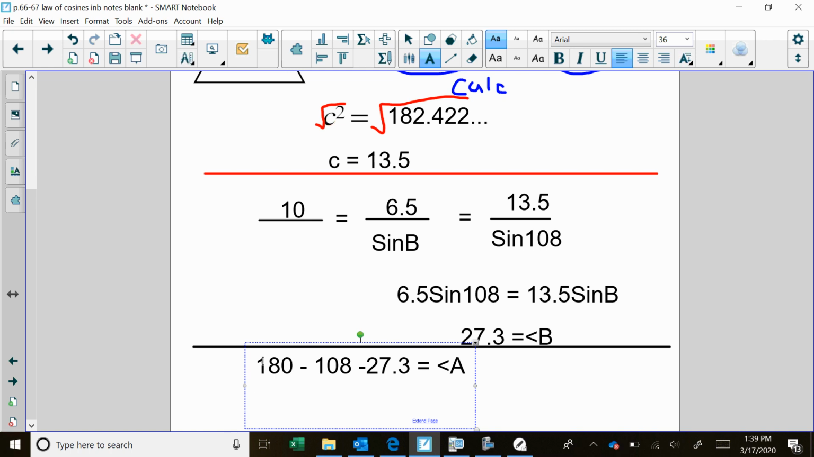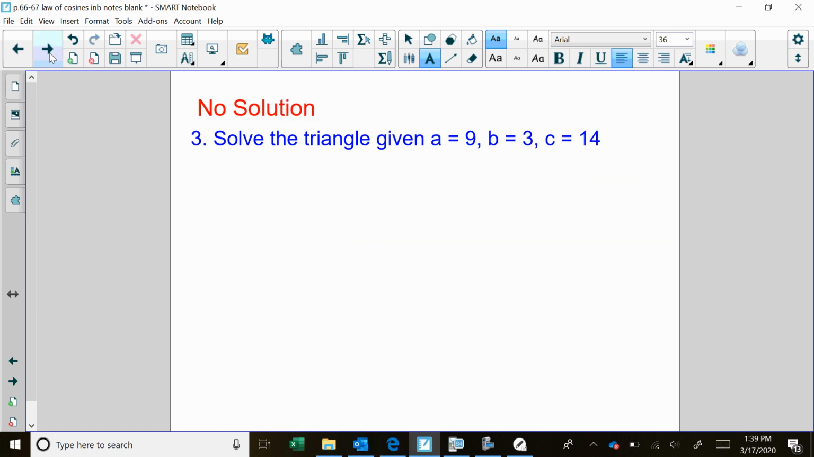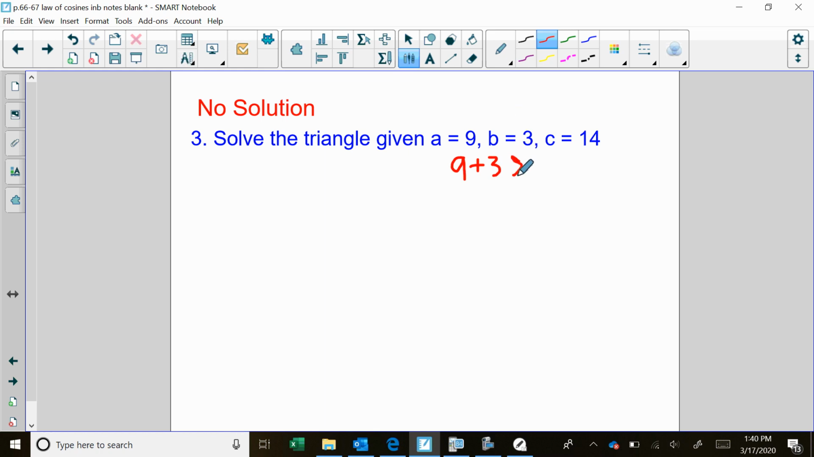And our final angle, 44.7, is what angle A equals. Okay, so that's the two examples of law of cosines. I do want to show you what happens when you get a no solution. I do want to point out right here that if you took 9 plus 3, it's supposed to be bigger than 14, and it's not.